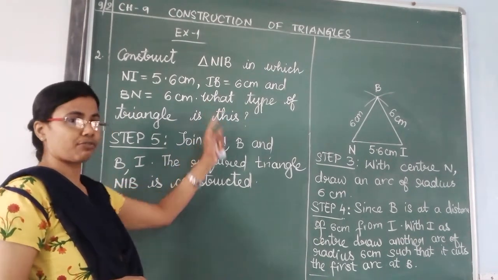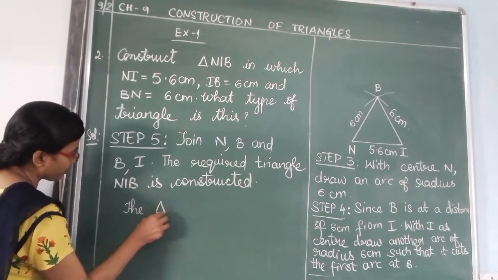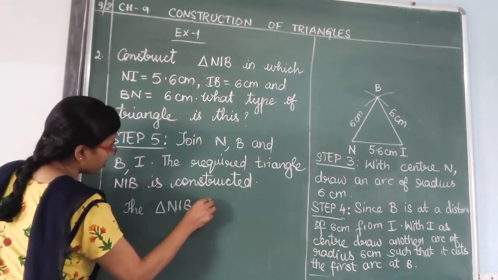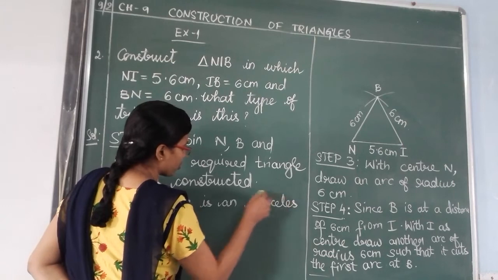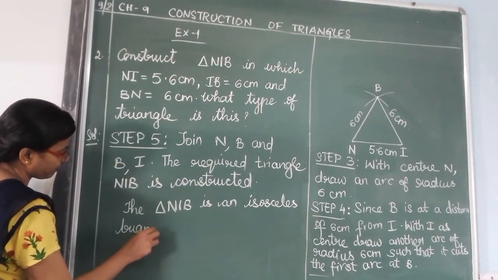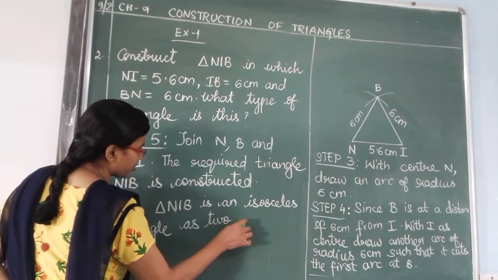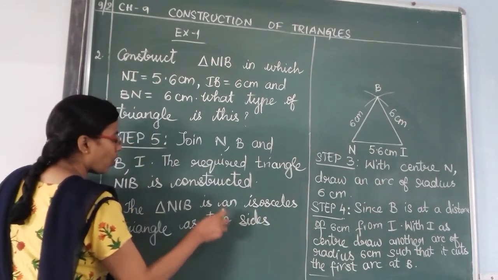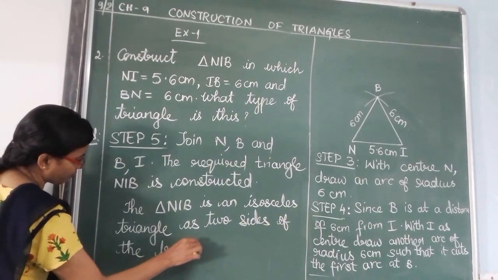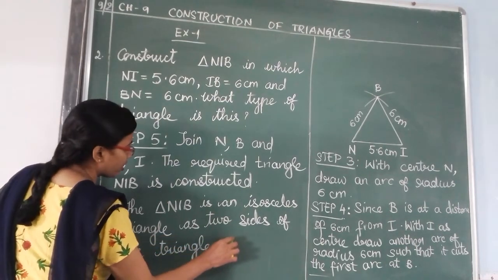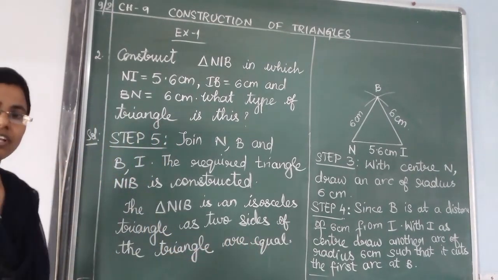Now, let's read what is the question after that. What type of triangle is this? The triangle NIB is an isosceles triangle, as two sides of the triangle are equal. Understood this? Copy in your classroom books, children.